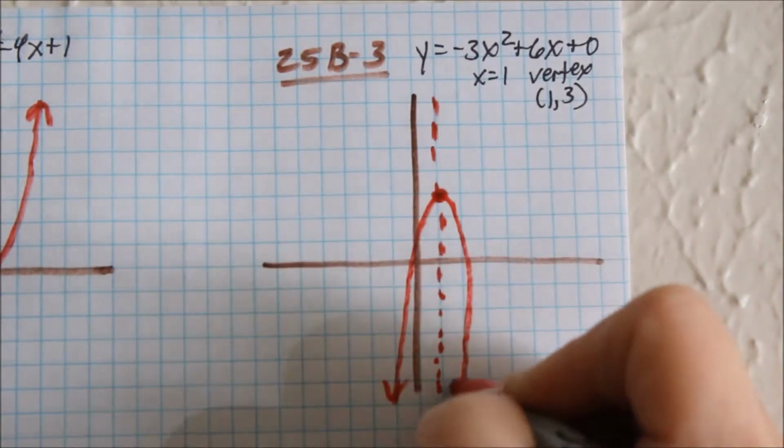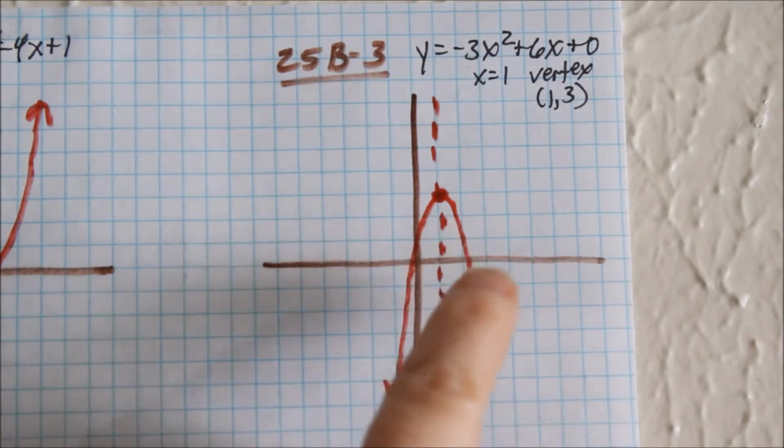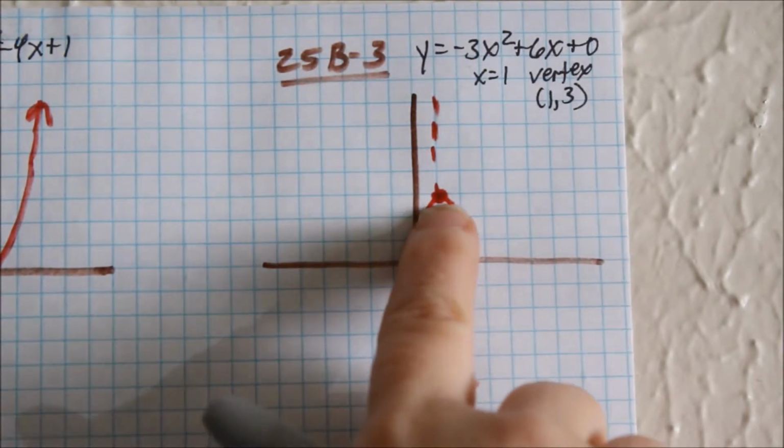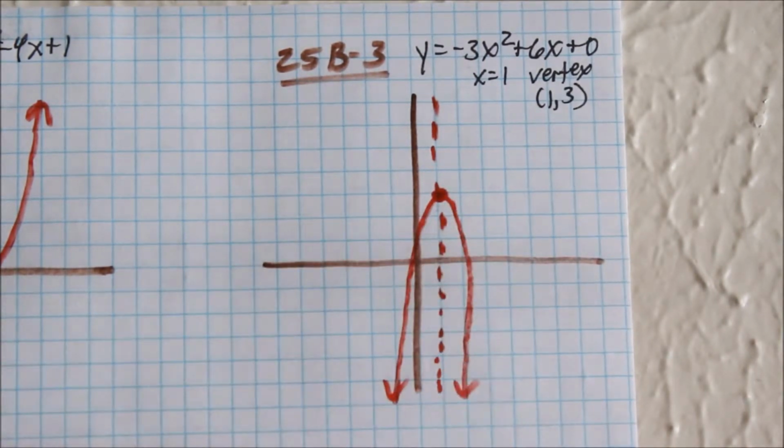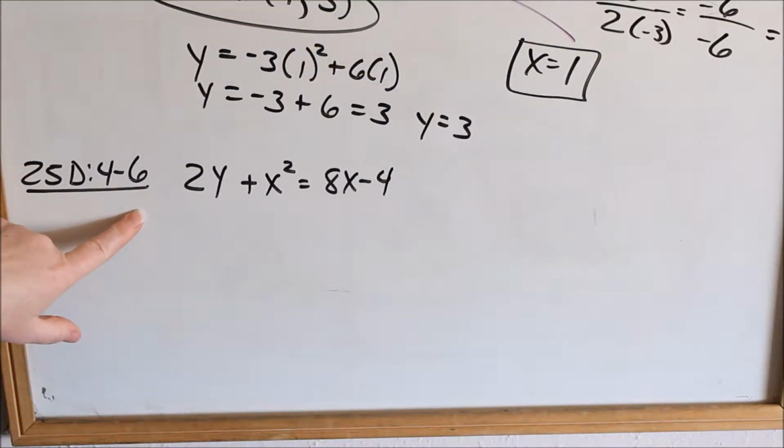So we will be facing down. Since this is a downward facing parabola, that would be called a maxima point, the very top maximum part of the parabola. Okay, we're doing 25D, 4 through 6.